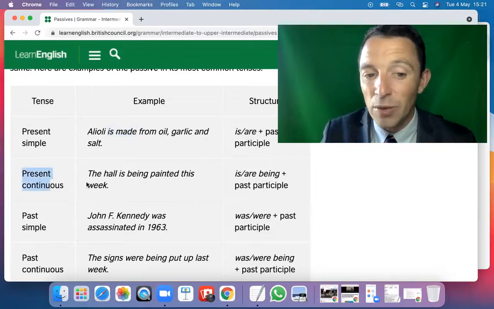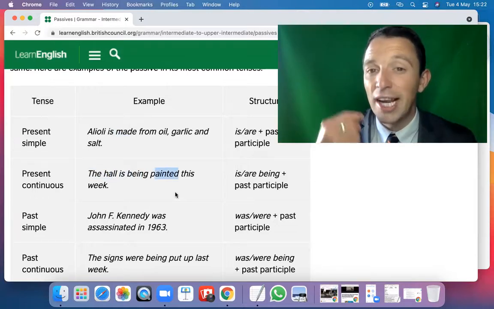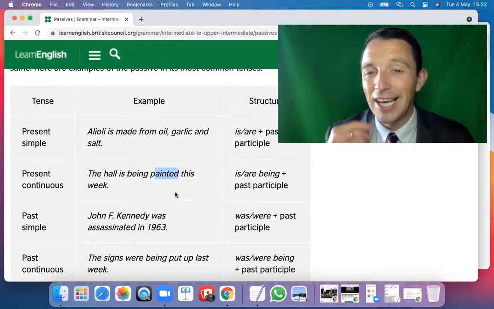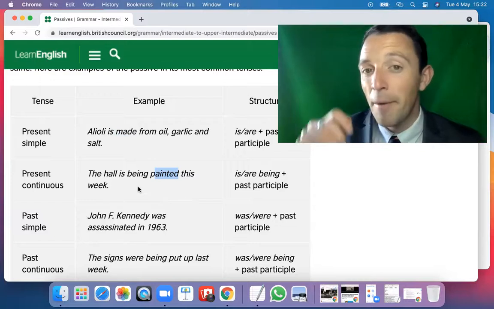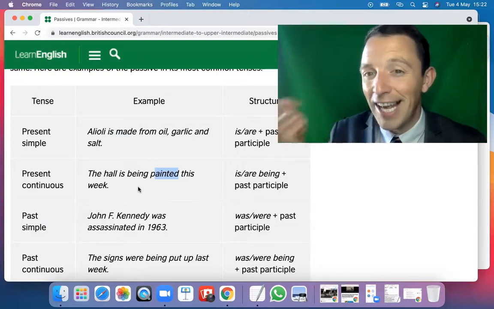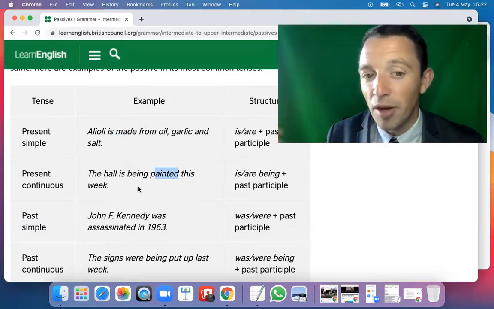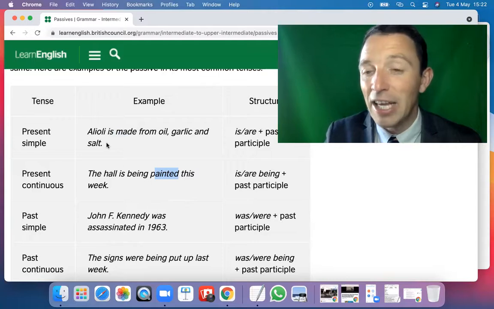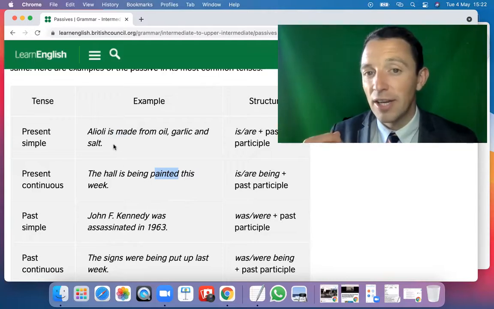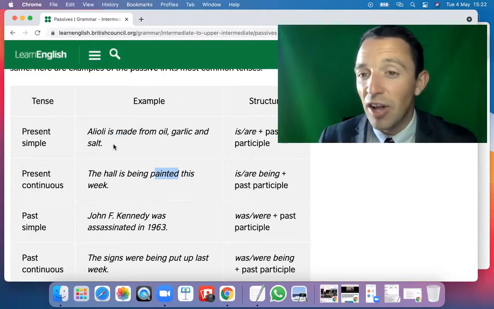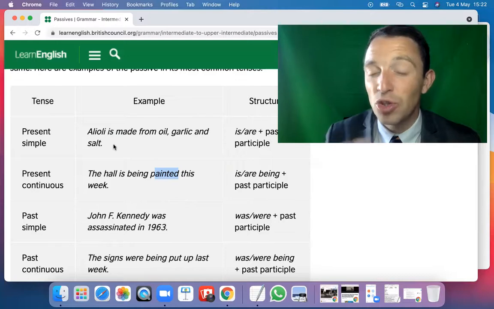The present continuous: the verb to be is in the present continuous. So the hall is being painted, and that's the participle. So that's a really good example of the present continuous in the passive, this week by the painter, but it's not necessary to say by who. And again, in the first sentence, aioli is made from oil, garlic, and salt, it's not necessary to say the person in those two cases.